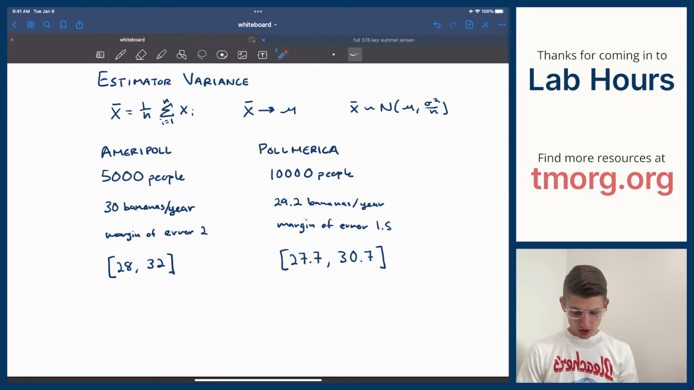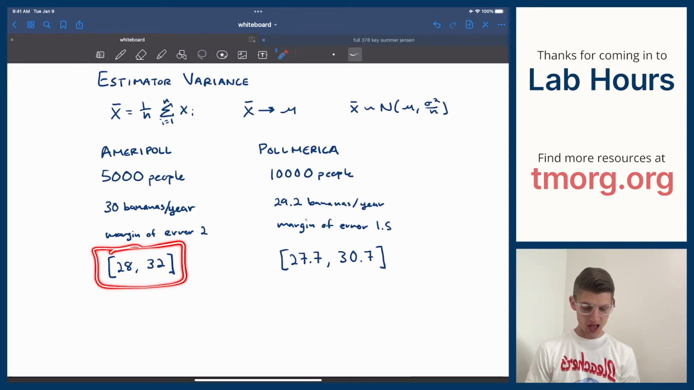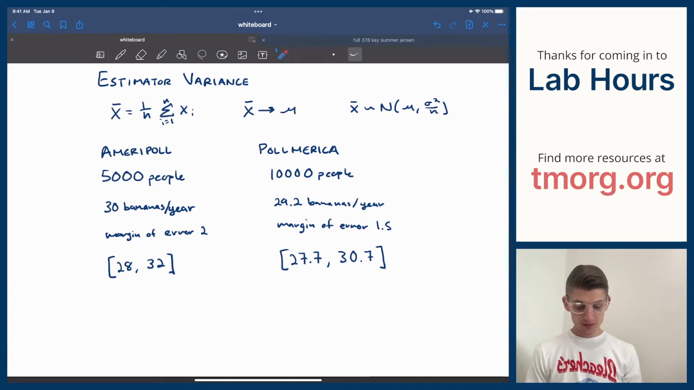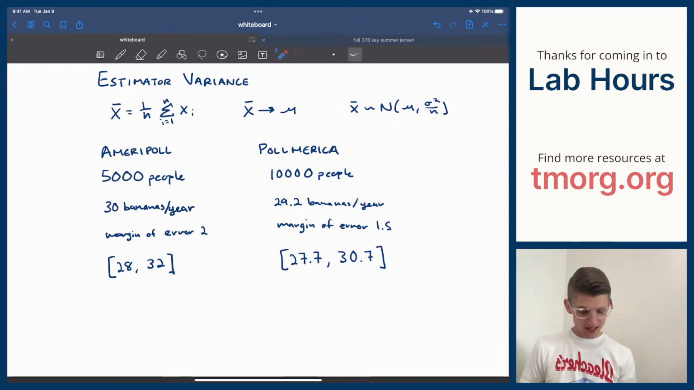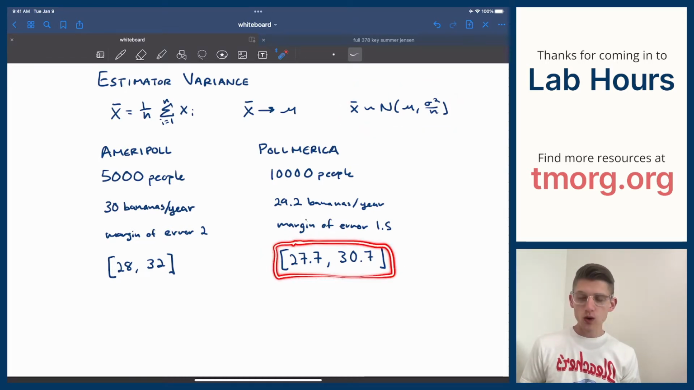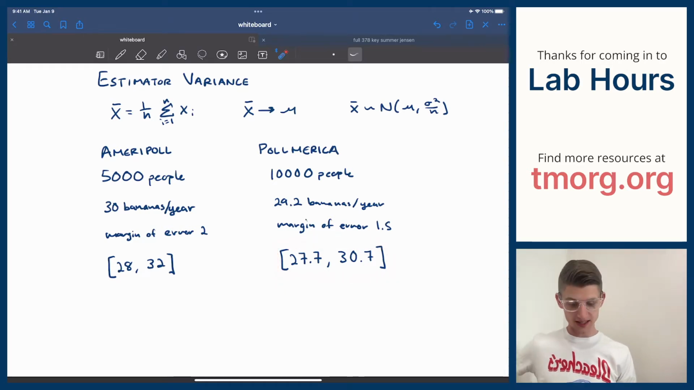Then we are super certain that the true average, the parameter we're actually looking for, falls within here, right? And Polmerica says, well, we're pretty certain it falls within here. So when it comes to the question of who should you believe, the answer can be both of them, right? This test that they run, this X bar, and this interval that they build, says basically the parameter can be anywhere within this range at a given level of confidence, which we'll talk about in a second. And Ameripol says the same thing about their interval.